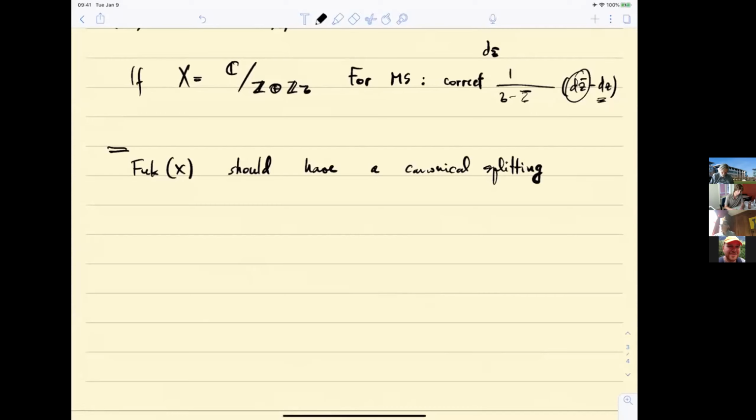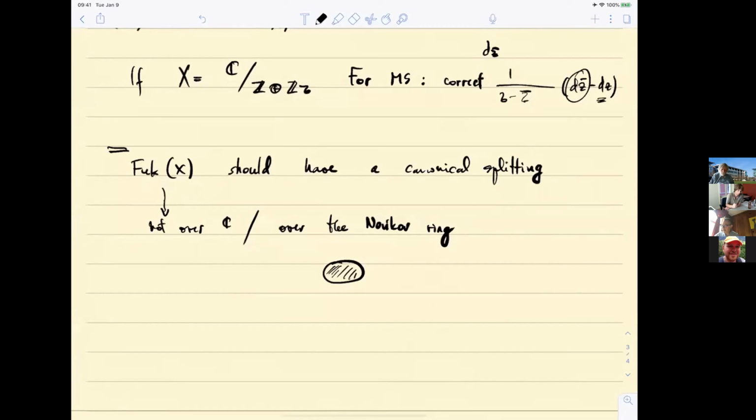And intuitively, the reason that this is happening is because this is not a category over C. So this is not over some base field, but rather it's over the Novikov ring. So at least in the case when H2 is one-dimensional, what this should look like is that the Fukaya category really lives over a small punctured disk.